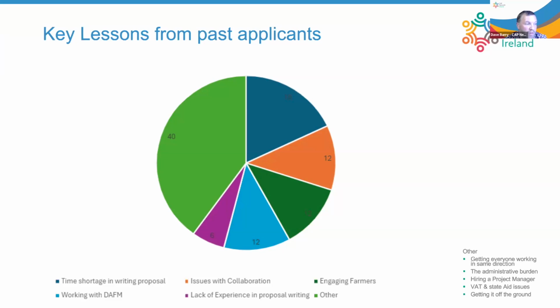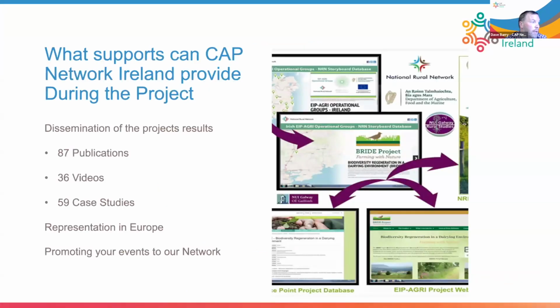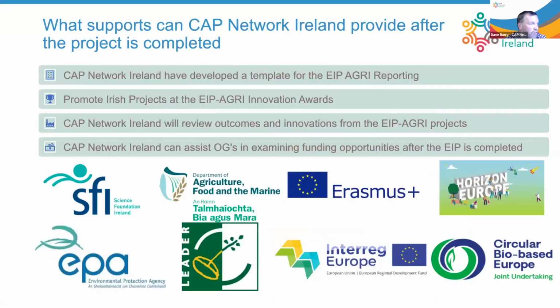Another area is lack of experience of proposal writing. That's where CAP Network will be able to assist. And then when people went through the application, some of the problems were getting it started and getting it off the ground. That'll be through your phase 2 and phase 3 applications. You'll be able to put the programs in place at the start, so it'll ease it. Then during the project, CAP Network are responsible for publicizing the Irish EIP Agri program. So we make videos, we share information on our website and on our network newsletter. And then we can also promote your events if you wish on our social media channels.